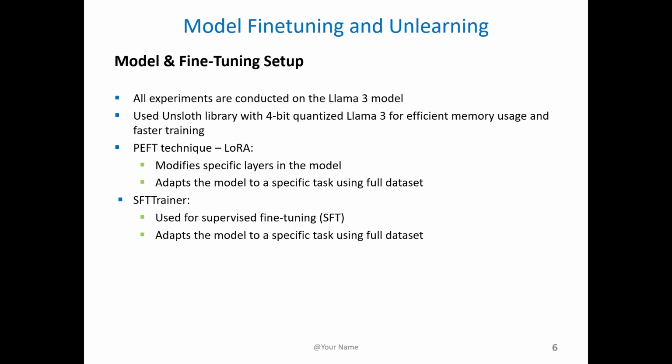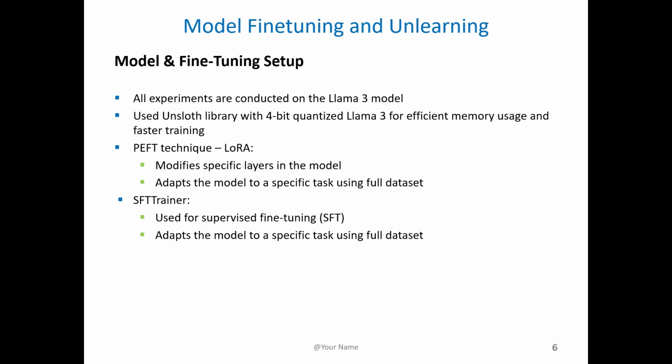Running Llama 3 itself is a little difficult on our normal Google Colab platform. So I have used the Unsloth library, where a 4-bit quantized version of Llama 3 is available, which helps us fine tune the model very easily. And the PEFT technique is used, specifically LoRA, and it modifies specific layers of the model, and it helps the model to be used for a particular task.